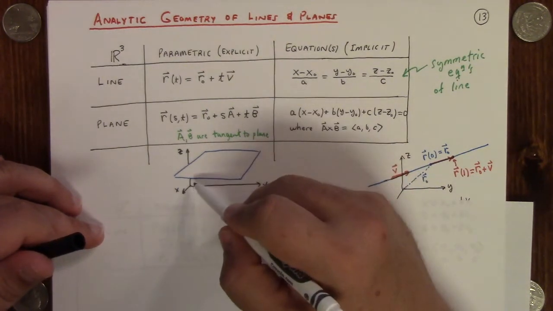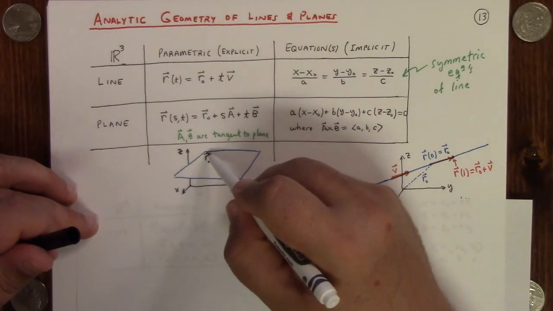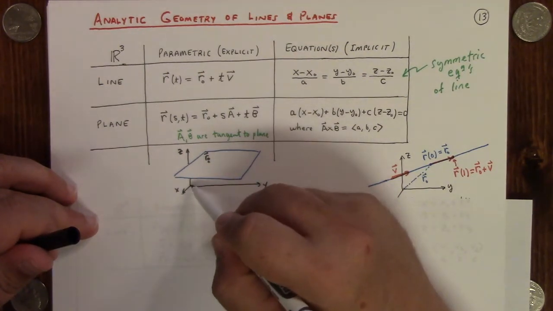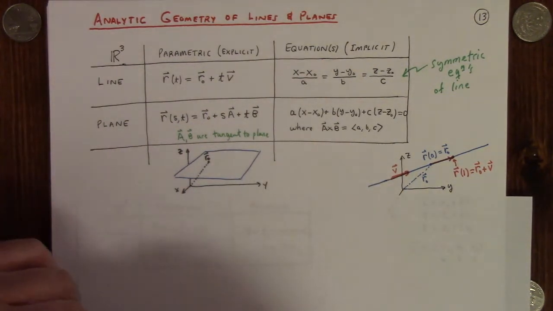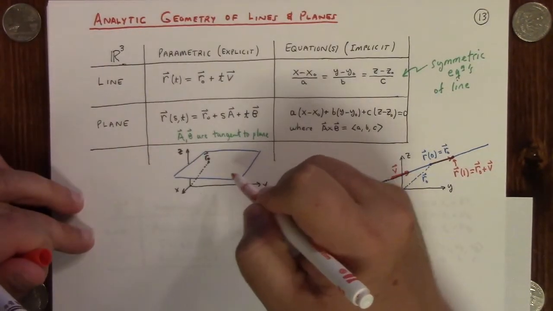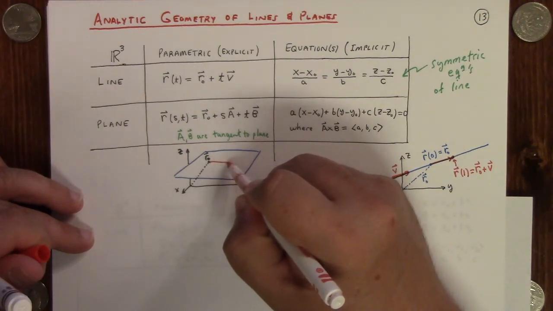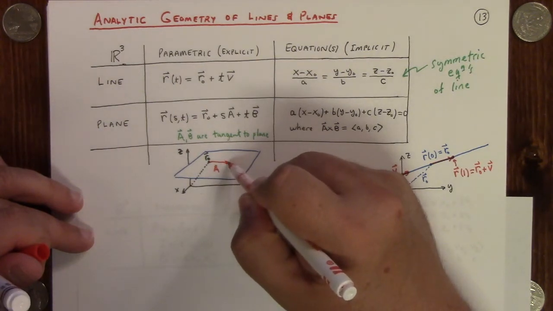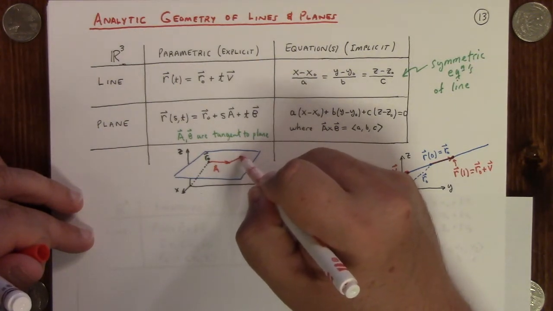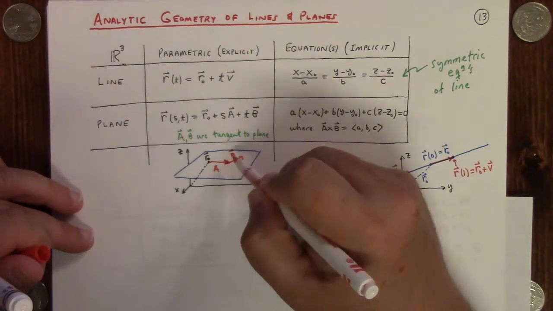So this R naught is like some particular point on the plane. I call it the base point. Not just me, lots of people call it the base point. And then A and B are vectors that lie on that plane. So I might make A go like, maybe A goes like this. You can move it around, right? And maybe B goes like this. They don't have to be perpendicular, but they do have to actually lie in the plane.